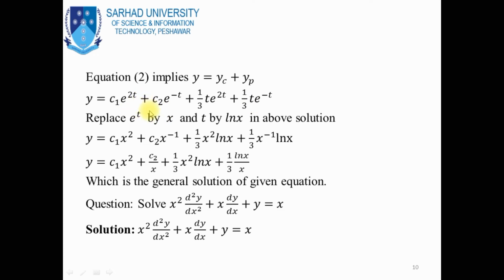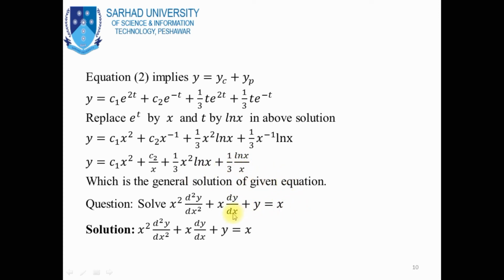Now replace e power t by x, because we have already substituted x is equal to e power t, and t by log of x. In this solution we obtain y is equal to c1 x square plus c2 x power minus 1 plus 1 over 3 x square natural log of x plus 1 over 3 x power minus 1 natural log of x, and simplify this result. We obtain the general solution y is equal to c1 x square plus c2 by x plus 1 over 3 x square natural log of x plus 1 over 3 natural log of x divided by x, which is the general solution of the given differential equation.